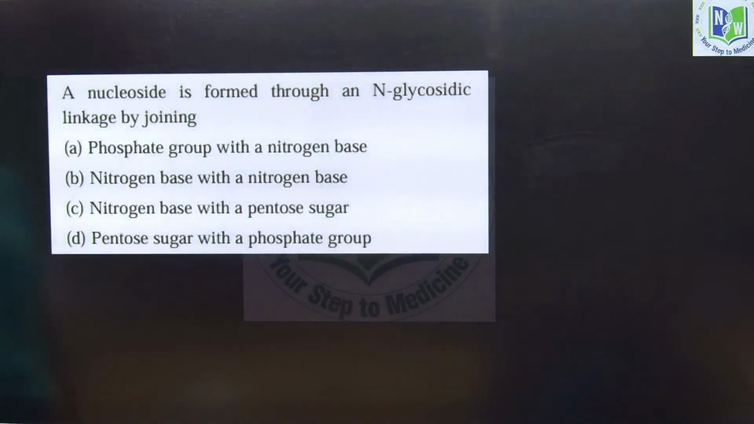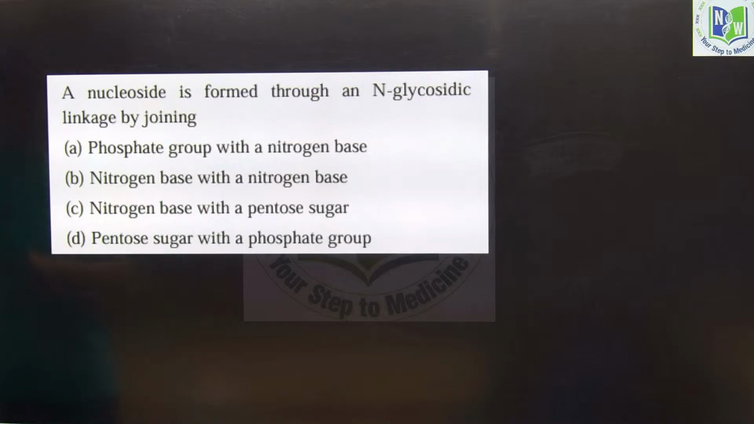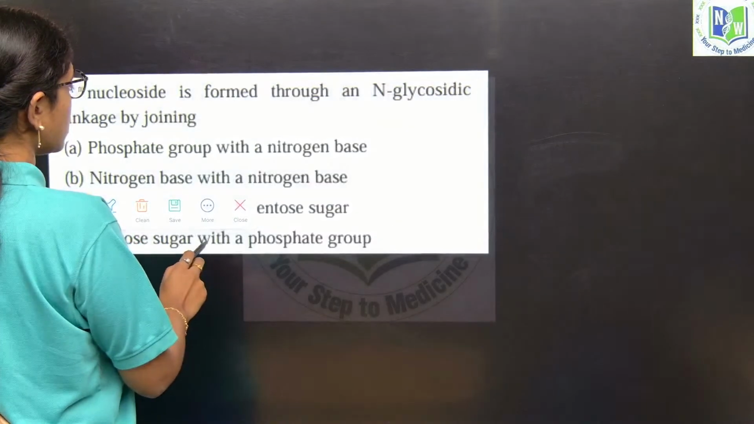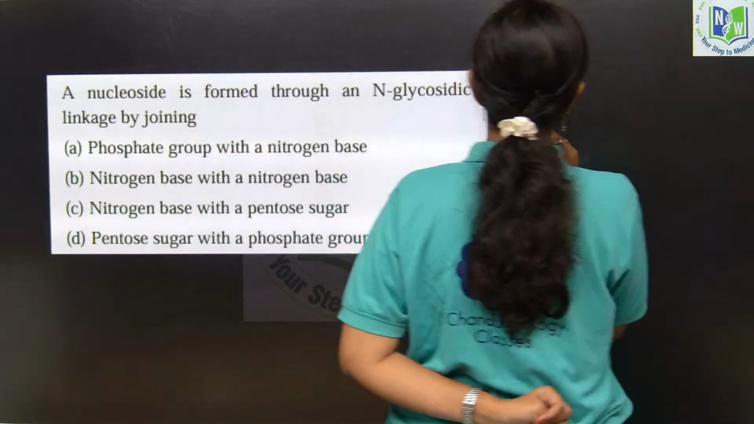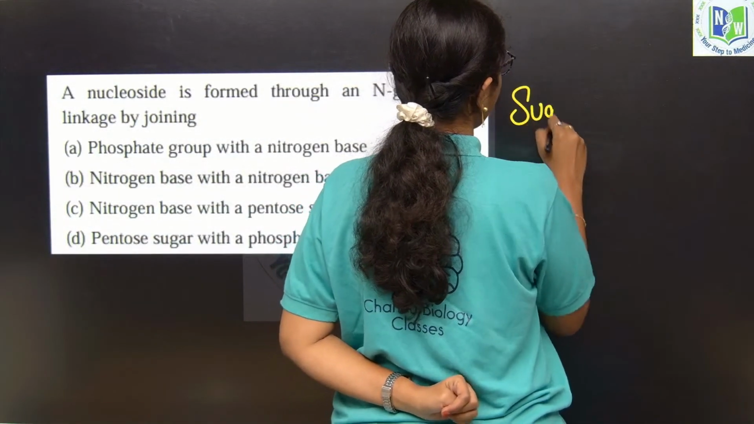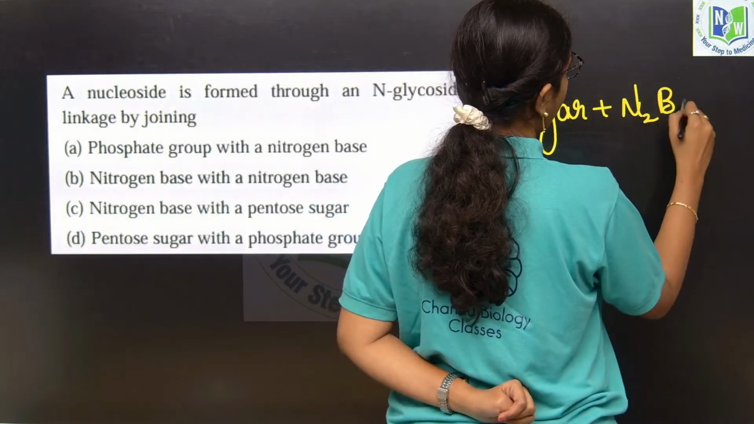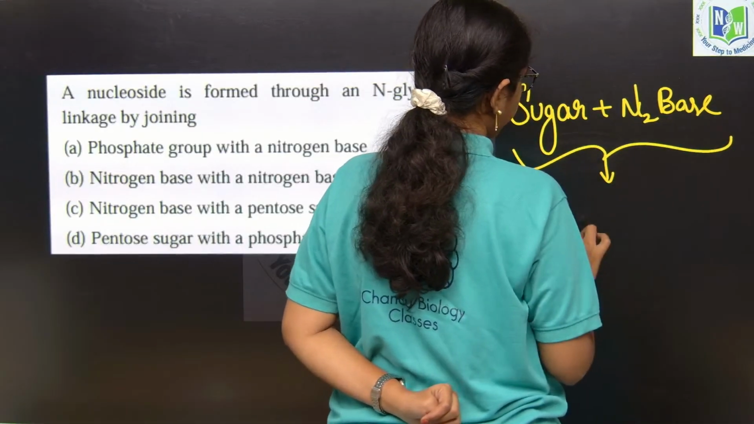So the first question is on the nucleoside. A nucleoside is formed through an N-glycosidic linkage by joining what? Nucleoside means what? Sugar and nitrogen base, sorry. Sugar and nitrogen base, we will call it a nucleoside.